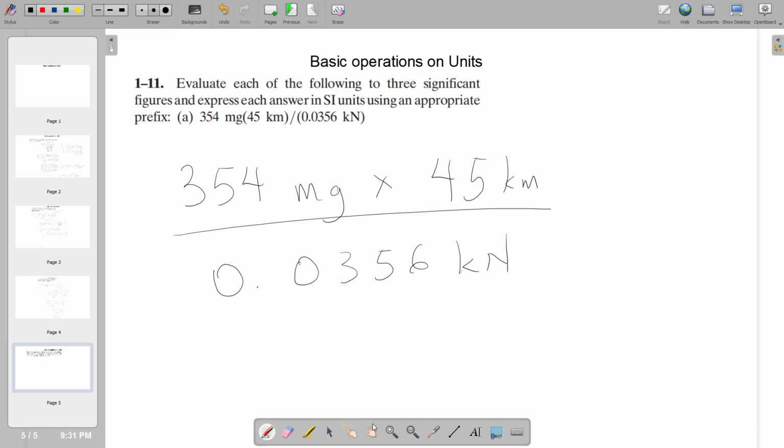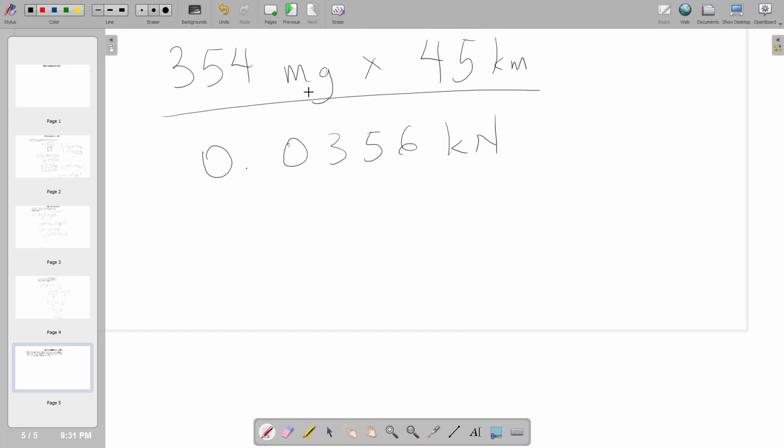kilonewton. So first and foremost, we will have to convert our milligram to kilogram, because that's the SI unit. And then we'll have to evaluate our multiplication going on between the numbers here. So 354 multiplying 45 and then dividing 0.0356. So we are going to do that independent of the units. We're going to pretend the units are not there. So we'll just do 354 times 45 divided by 0.0356. And then we still have our units here.